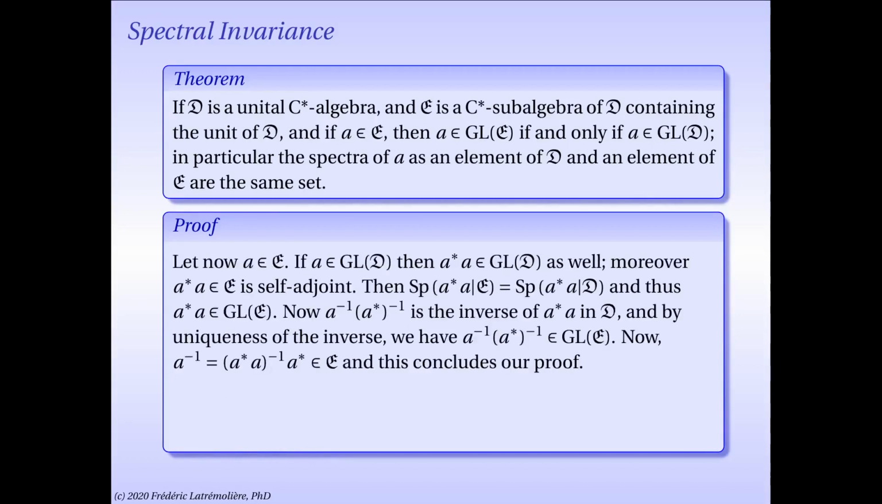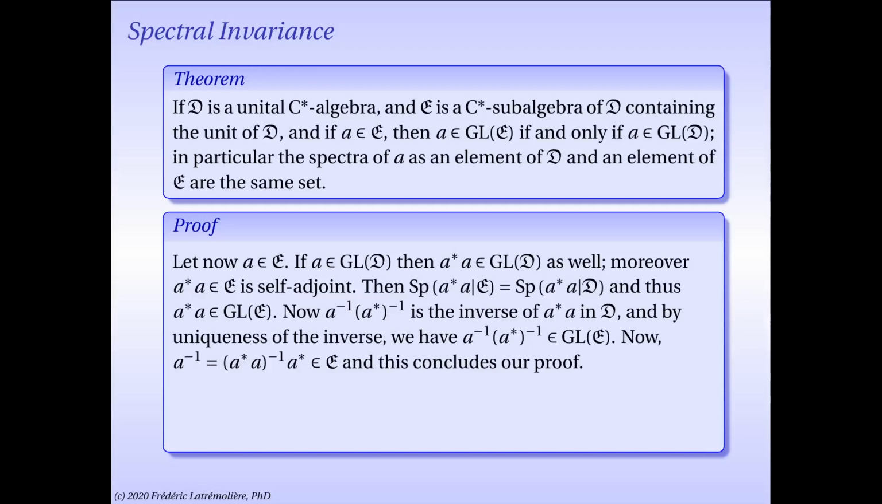So let A be an arbitrary element of E. Now suppose for a moment that A is actually invertible in D. Then I can conclude that A star A is also invertible in D, since A star is and the product of invertible elements is invertible. On the other hand, I do know that A star A is an element of E, because E is a C-star algebra, so it contains both A and A star and their products. And it's a self-adjoint element, so applying what we've done in the previous slide, we conclude that the spectrum of A star A in E equals the spectrum of A star A in D. And so I can conclude A star A is also invertible in E.